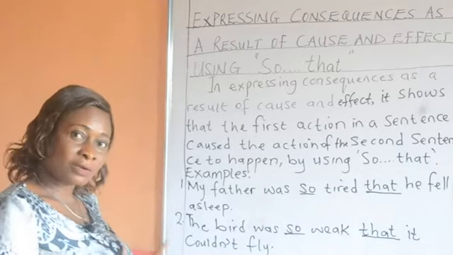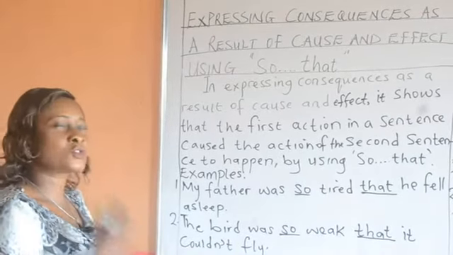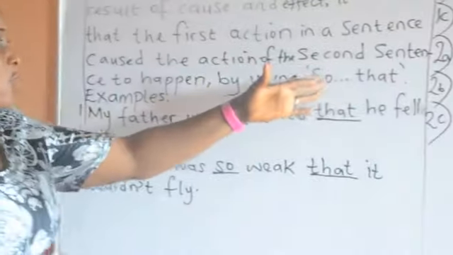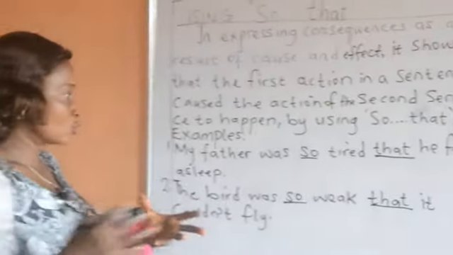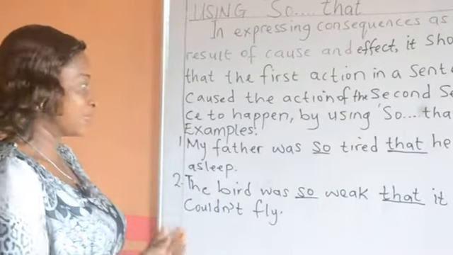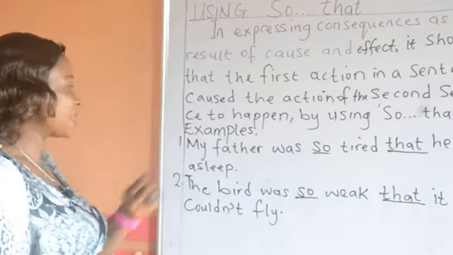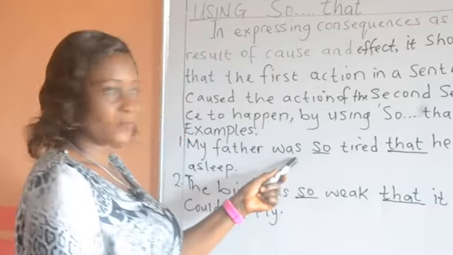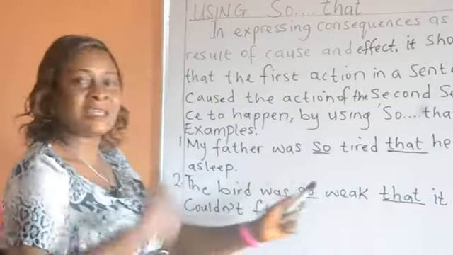Examples. Please listen attentively. Number 1. My father was so tired that he fell asleep. Now we are not using so that together, but we are separating them and joining them in such a way that the sentence will make sense. My father was so tired that he fell asleep. Now, my father was so tired, that is the cause. That he fell asleep is the effect.